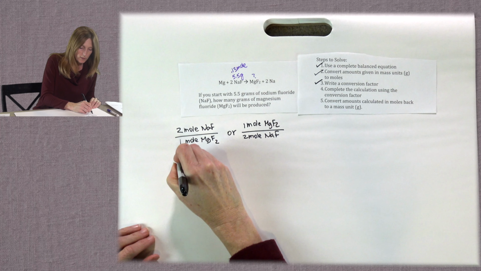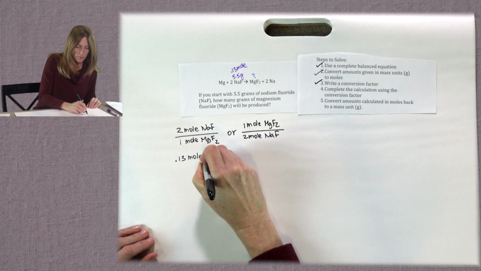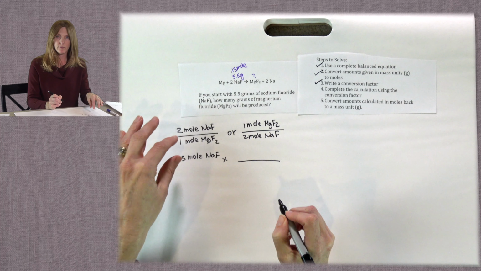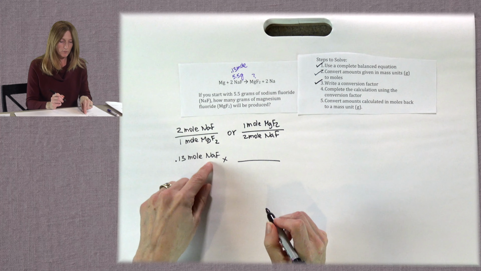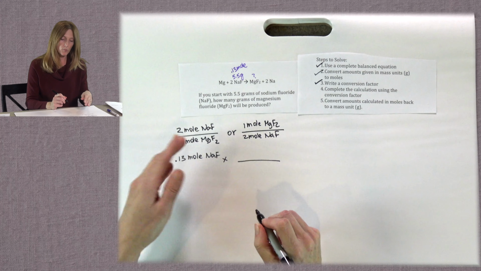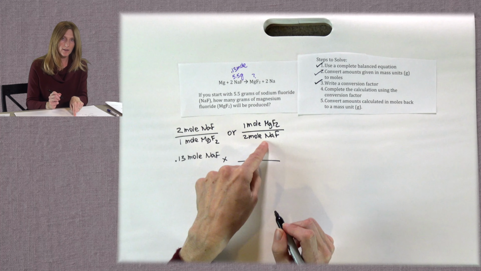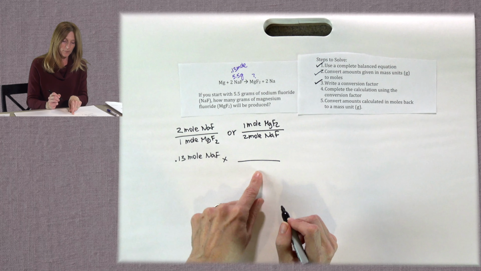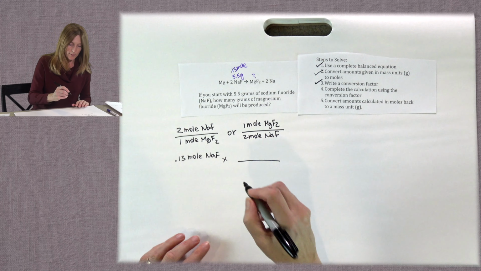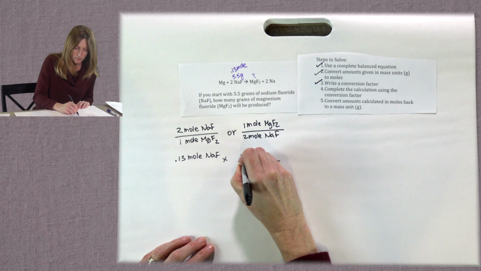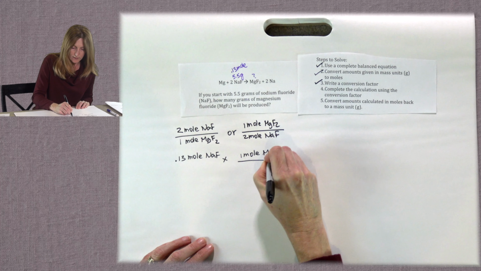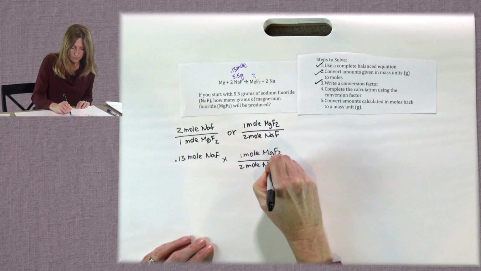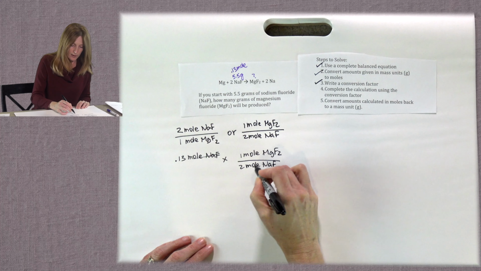We know we're starting with 0.13 moles of sodium fluoride. We now know we need to multiply by one of these conversion factors. And again, because we took the time to write our units, it's easier for us to know which conversion factor to use. We need to use this second conversion factor because it has moles of sodium fluoride in the denominator. Because again, we always want our units to cancel out. So we're going to use the second conversion factor, which is 1 mole magnesium fluoride over 2 moles of sodium fluoride. So our moles of sodium fluoride cancel out.